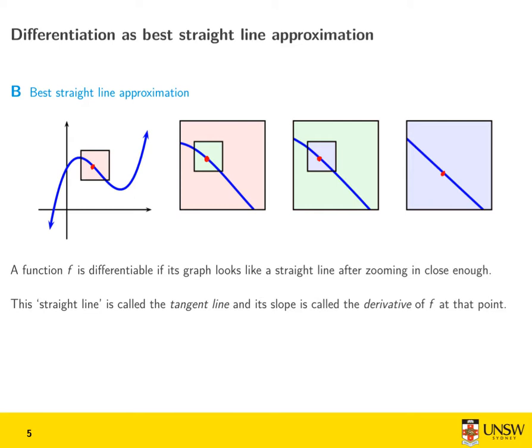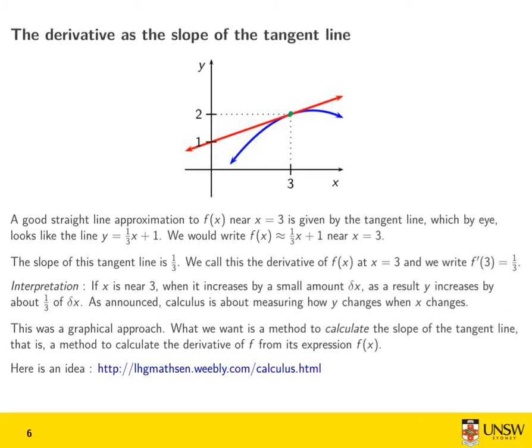Let's see how this enables us to measure change. A good straight line approximation to f of x near 3 is given by this tangent line, right? And indeed, you can see that if you zoom in and zoom in and zoom in, the tangent line will be a very good approximation for the curve around 3. So by eye, we can see that the y-intercept is 1, and if we try to calculate the gradient, it's going to be rise over run. We can see that the rise was 1 and the run was 3, so the gradient is going to be 1/3.